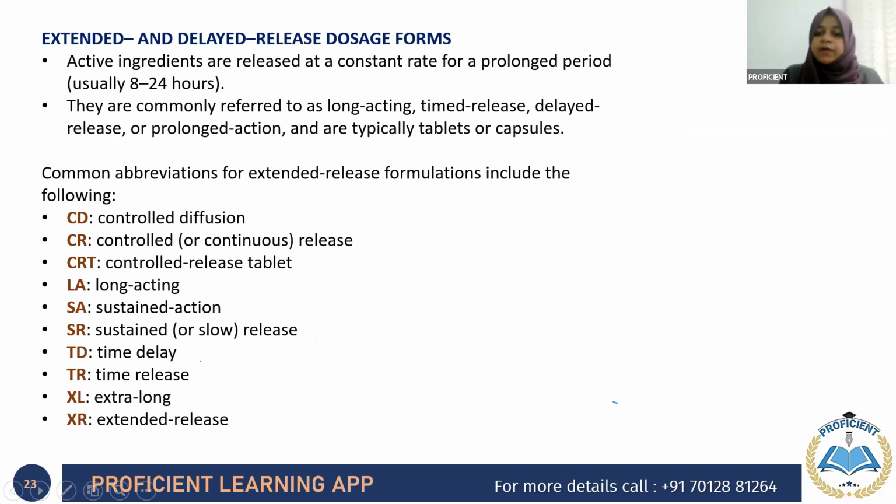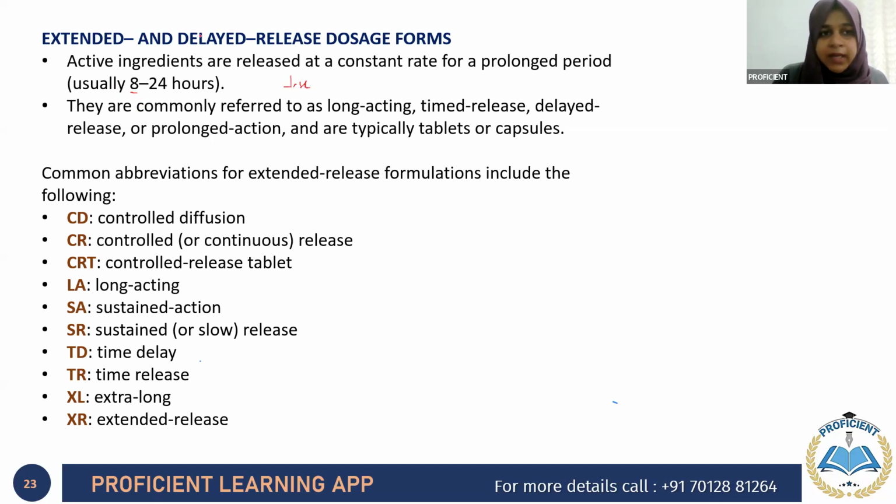Okay. Then you have something called extended and delayed release dosage forms, right? So why do we sometimes use these extended release dosage forms? Because they're mostly in the form of tablets only, and they release the drug slowly, right? Usually they release the drug for 8 to 24 hours. What is the advantage? When they release the drug slowly, we need not give the drug again and again.